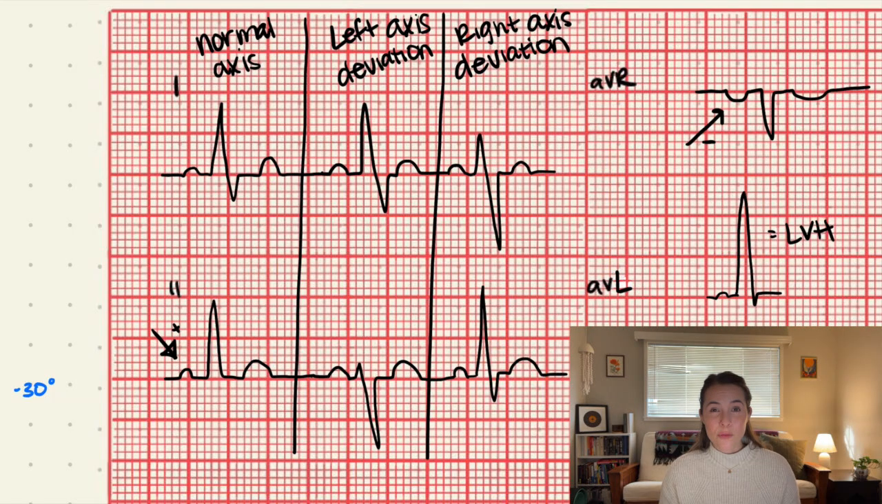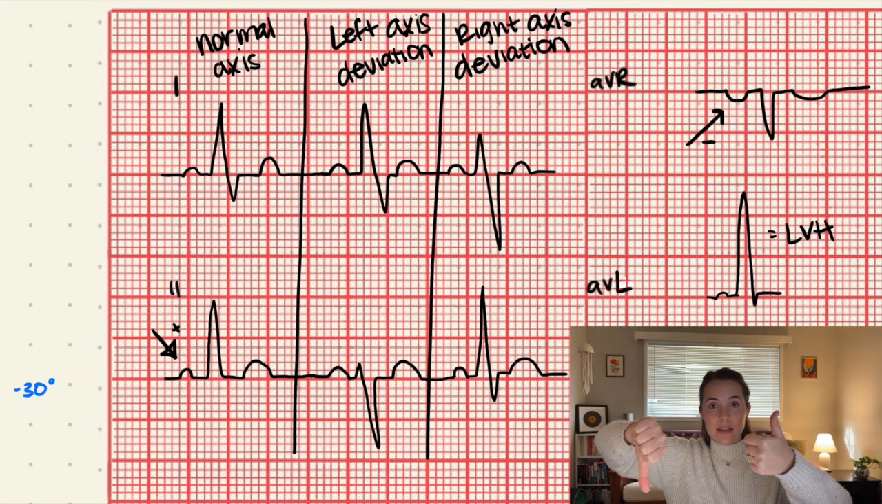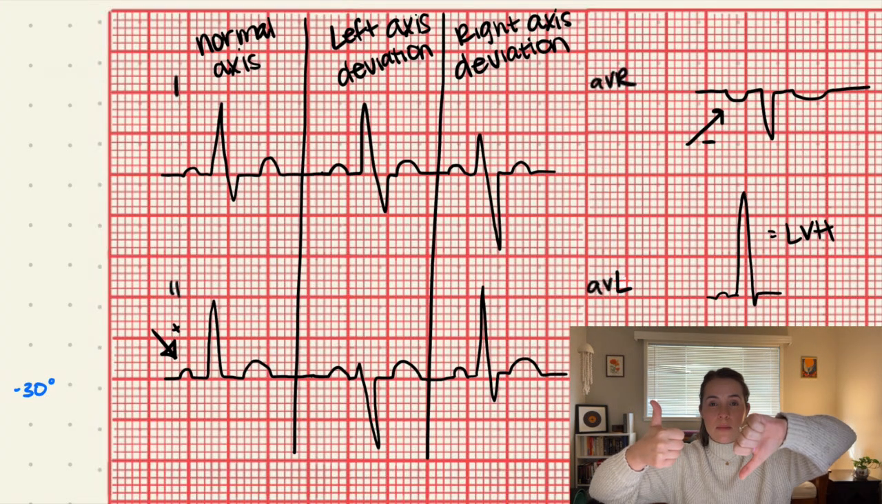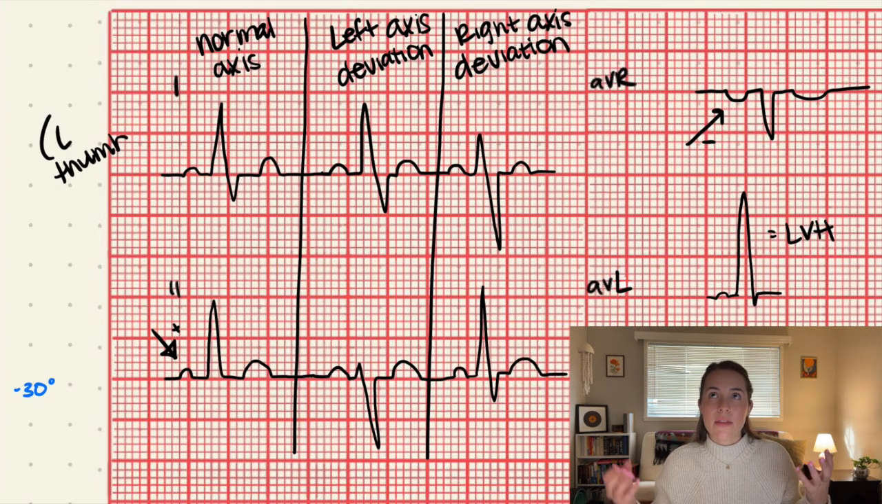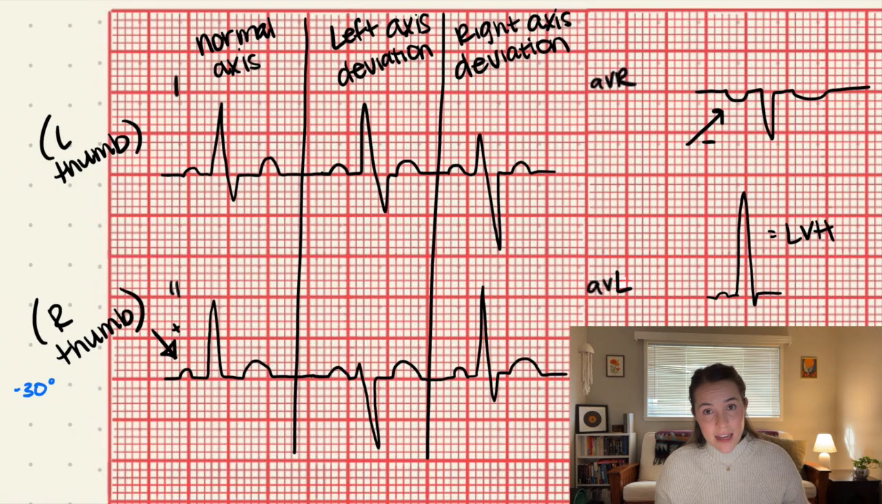Some people also use the thumb rule where their left thumb is 1 and their right thumb is 2, and whichever thumb is up reveals which axis deviation it is. So if it's negative in 2, your second hand, then it's a left axis deviation. My left hand is up. And if it's negative in 1, your first thumb goes down, then it's a right, 2 up, right axis deviation. That doesn't actually work for me because it doesn't help me to think about the vector of electricity, but it's fast, and if you memorize it, then it works for folks.